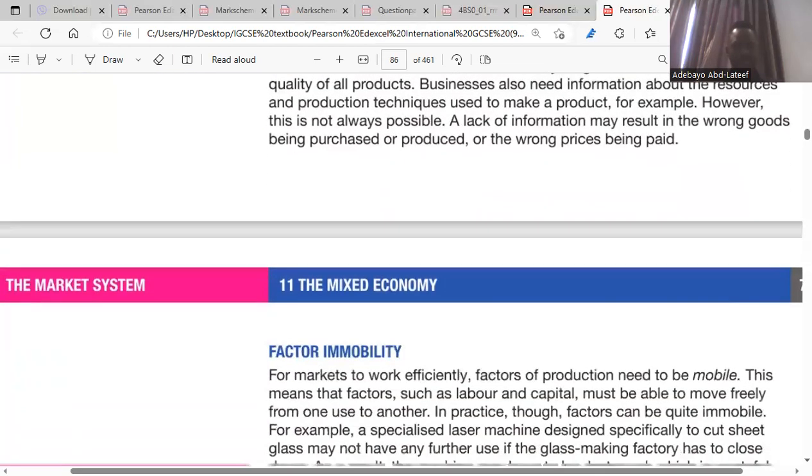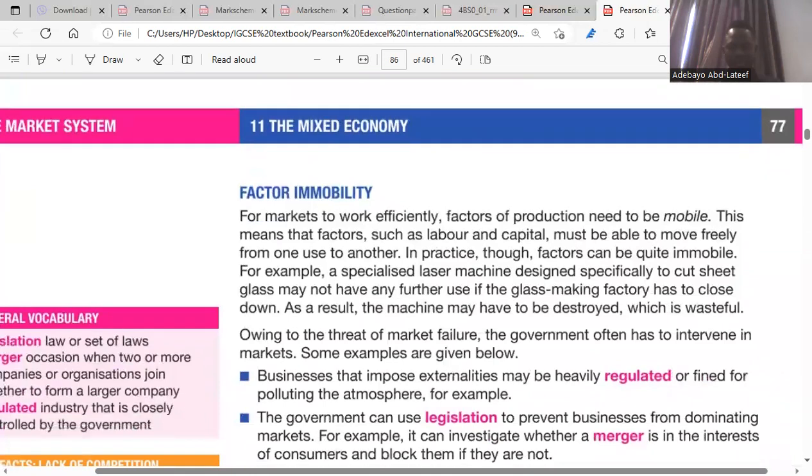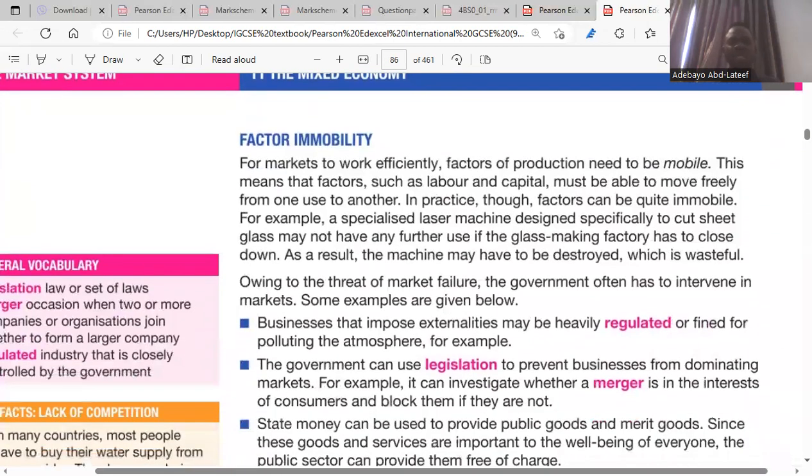Yes. So factor immobility. Any question about that? No. Okay. So here they said factor immobility. For market to work efficiently, factors of production need to be mobile. This means that factors such as labor and capital must be able to move freely from one use to another. Because factors of production are the resources that help in the production of goods and services.